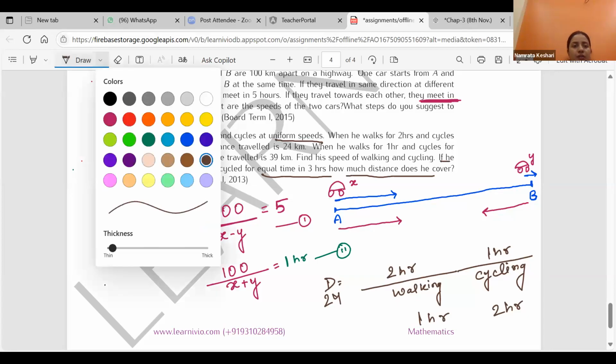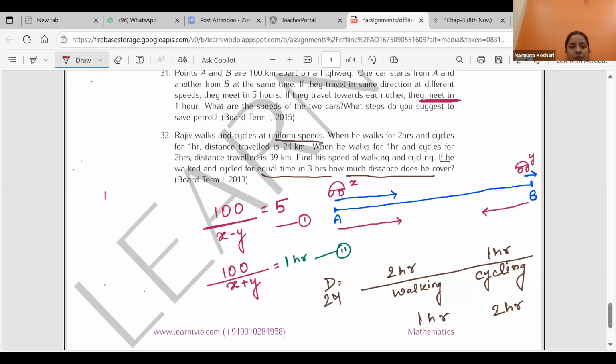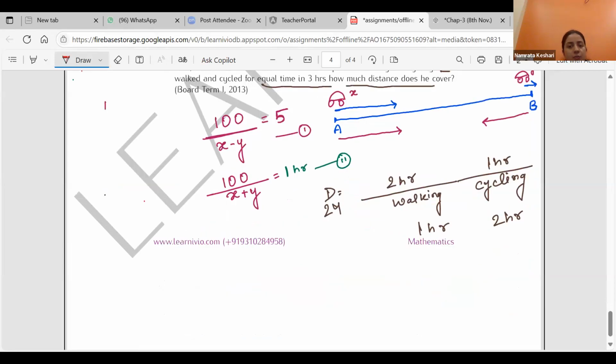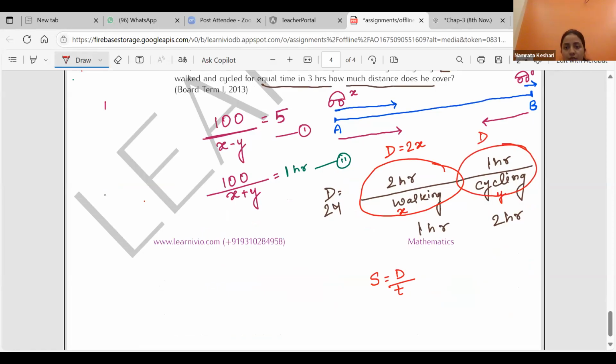It's written over here, he walks and cycles with uniform speed. For walking, let his speed be x kilometers per hour, and for cycling, let the speed be y kilometers per hour. The speed distance time formula says that speed is equal to distance by time. So for walking, if the speed is x, then the distance will be 2x, right? And for cycling, if the speed is y, then the total distance covered will be y into 1, that is just y.